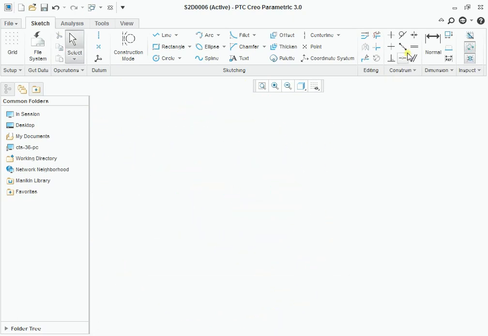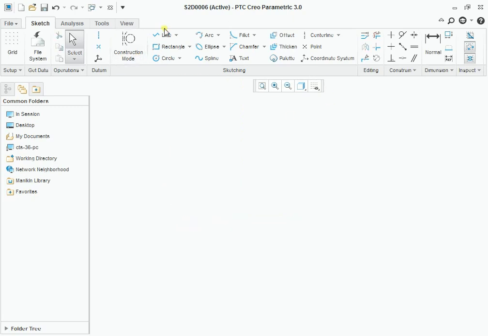The next one is symmetry. To use the symmetry constraint, you should have a center line. So this is a center line. Select the symmetry constraint. Now select the endpoints and the center line. Now this line has become symmetric about this center line.